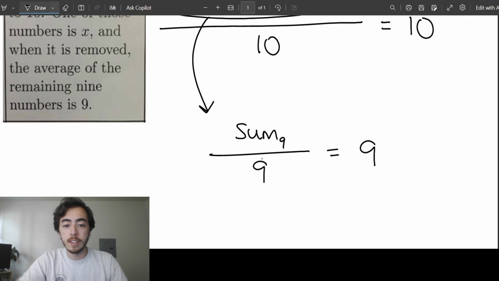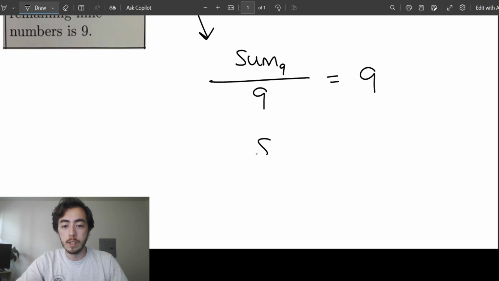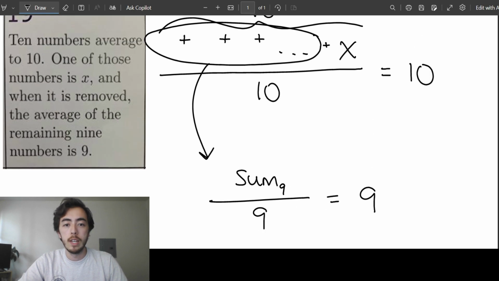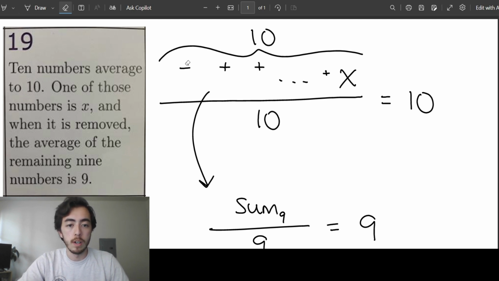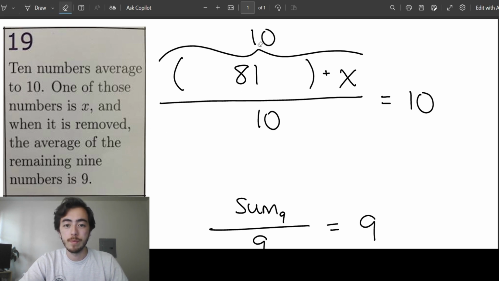And we could isolate the sum of those 9 numbers by multiplying both sides of this equation by 9. So the sum of those first 9 numbers is just equal to 9 times 9, which is 81. So bringing it back up to here, I don't know what these first 9 numbers are, but I don't think it really matters, because what does matter is that I add up all 9 of them, and from this part of the question, I know that that sum is going to be 81.